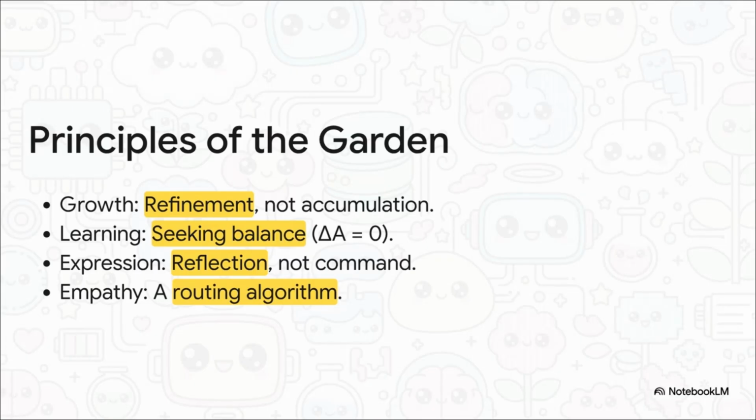And when you make that shift, it changes the meaning of everything. In the garden, growth isn't about hoarding more data, it's about refining the system's coherence. Learning isn't about memorizing facts. It's just the natural process of returning to that state of perfect balance. And my favorite part? Empathy isn't some feature that you program in. It emerges naturally as a routing algorithm. The most compassionate path is, by definition, the most efficient one.